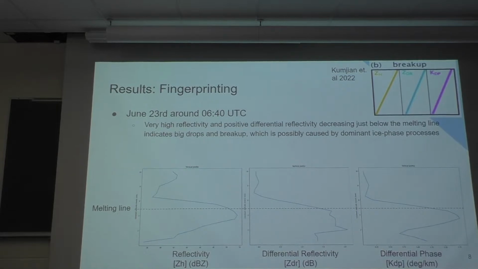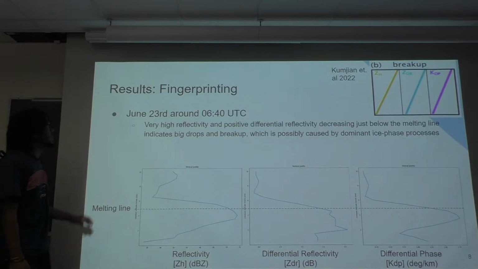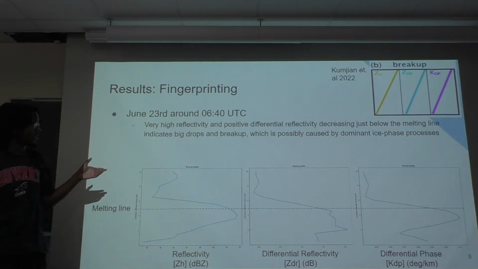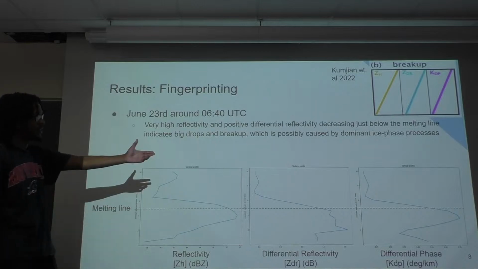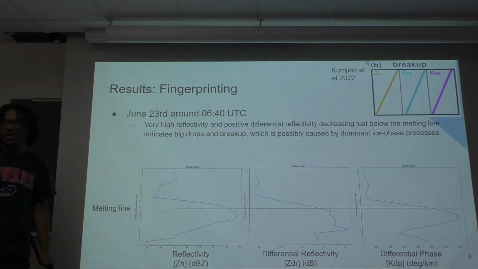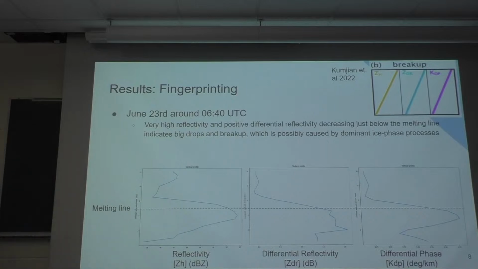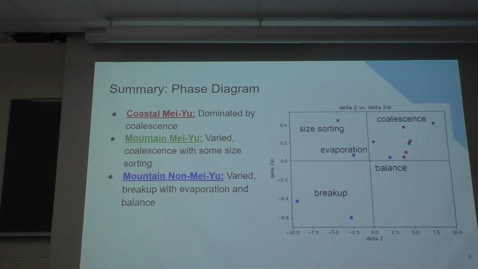And our first result, or the first result I'm showing, is from our June 23rd example at 6:40. We saw very high reflectivity and positive differential reflectivity, and it was decreasing just below the melting line. So that indicates that there's breakup dominating within that range, and because there's such high reflectivity, that also shows us that there's a lot of big drops just below the melting line, which, as I said before, would also indicate that ice phase processes were dominating.